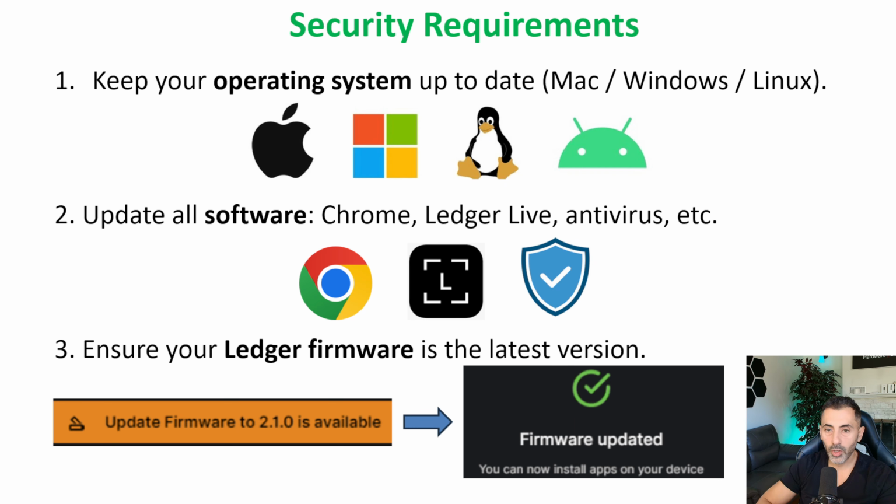There are 3 security requirements that you must follow before doing the transfers. Number 1, make sure your operating system is up to date. And if you can't update it because your hardware is too old, maybe it's time to upgrade the hardware. Number 2, update all software. In this case, specifically, we're going to be using Chrome to connect to the exchange, the Ledger Live software to connect to your Ledger. And if you have an antivirus, make sure your virus definitions are up to date. And last but not least, ensure that your Ledger firmware is also running at the latest version.